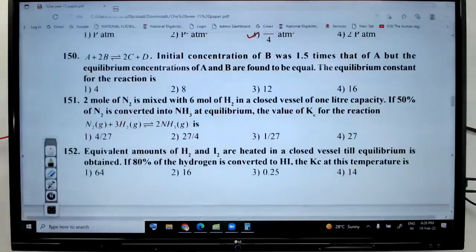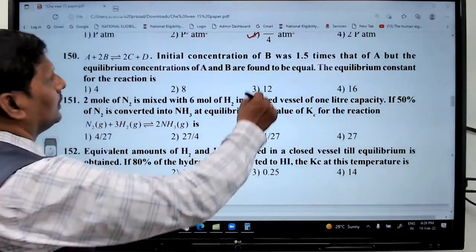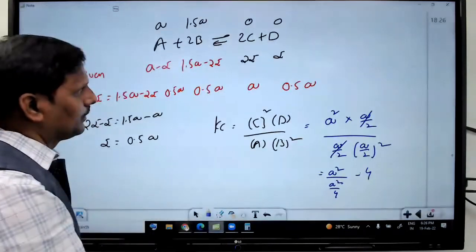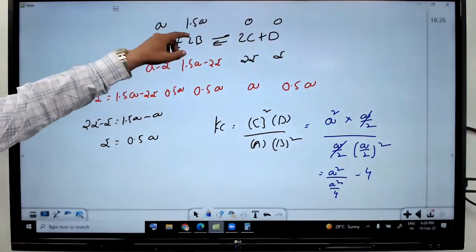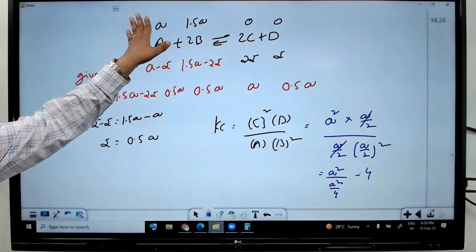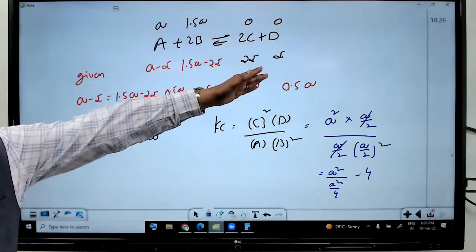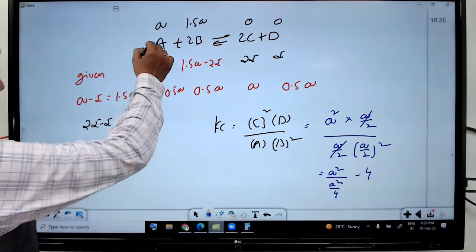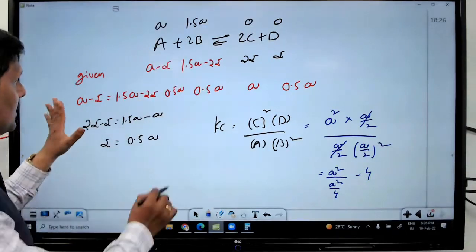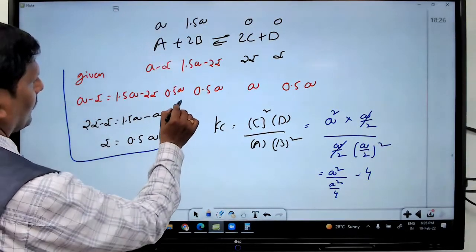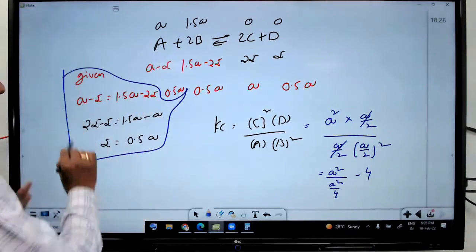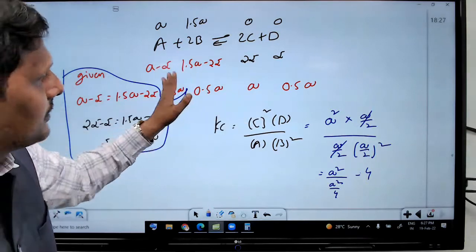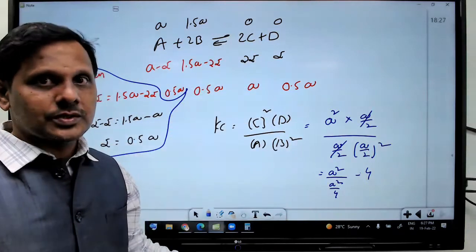अब देखो, ऑप्शन में 4 है. एक बार देख लीजिए. अच्छा, initial concentration of B is 1.5 times of A, this is our assumption, alpha, 2 alpha. But given that concentration of A is equal to concentration of B, this is given. Then calculate alpha. Substitute किया, alpha में 0.5, ये substitution किया. Then followed by calculations.